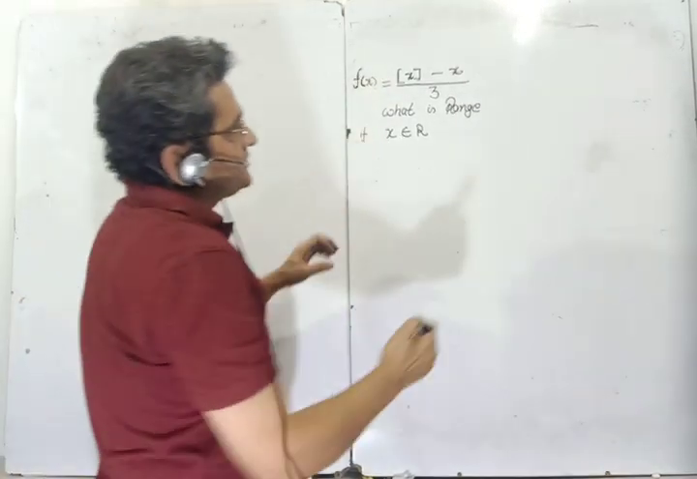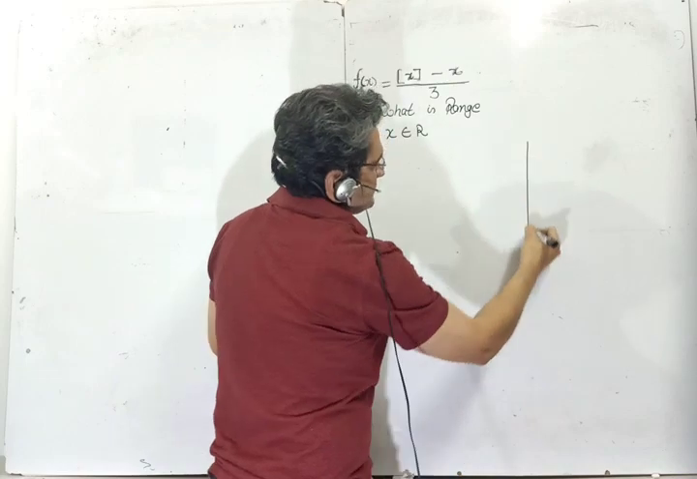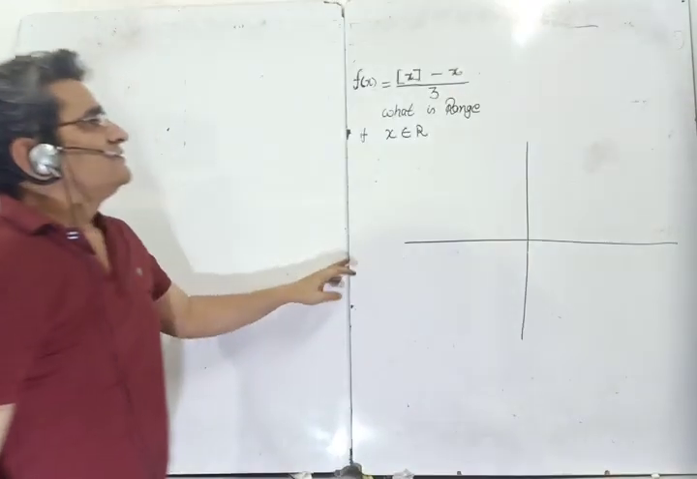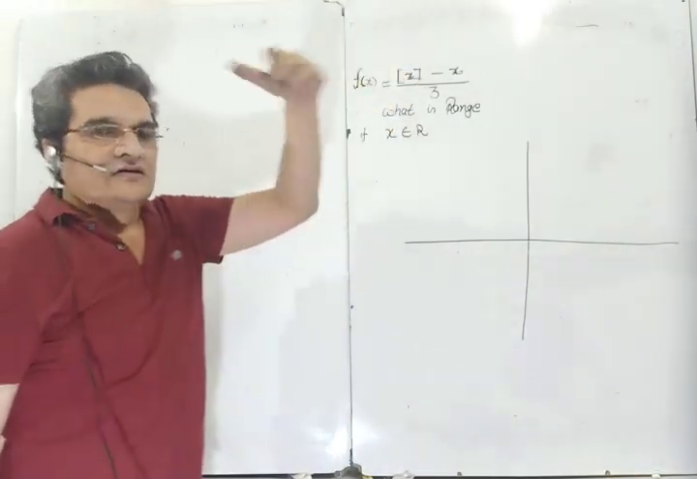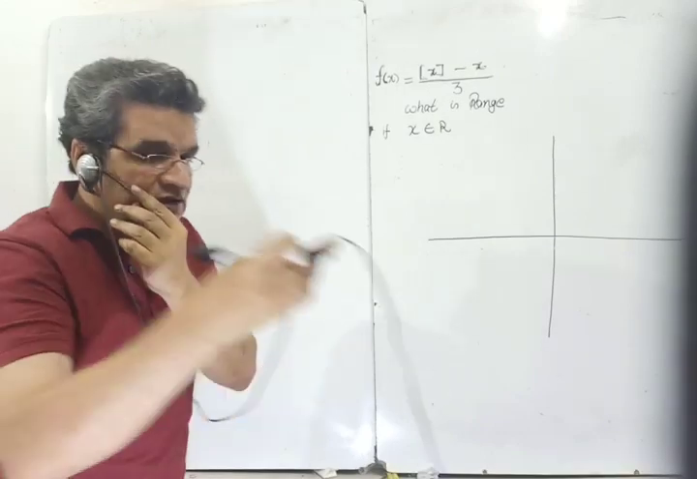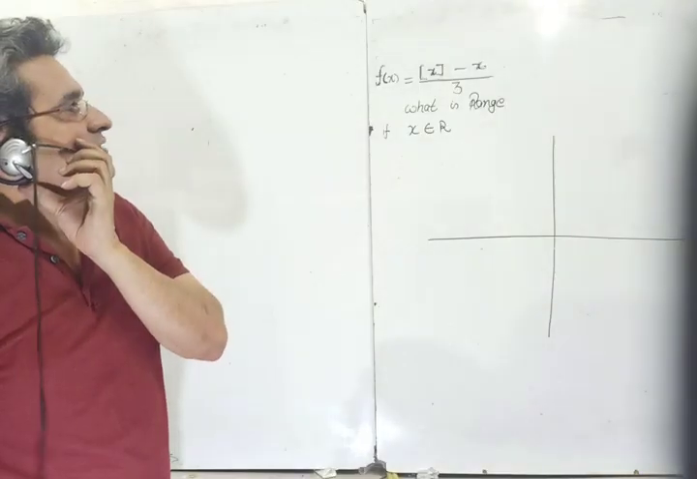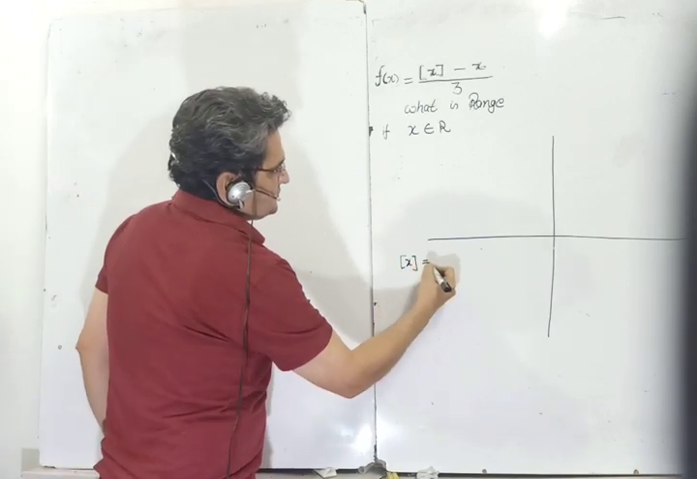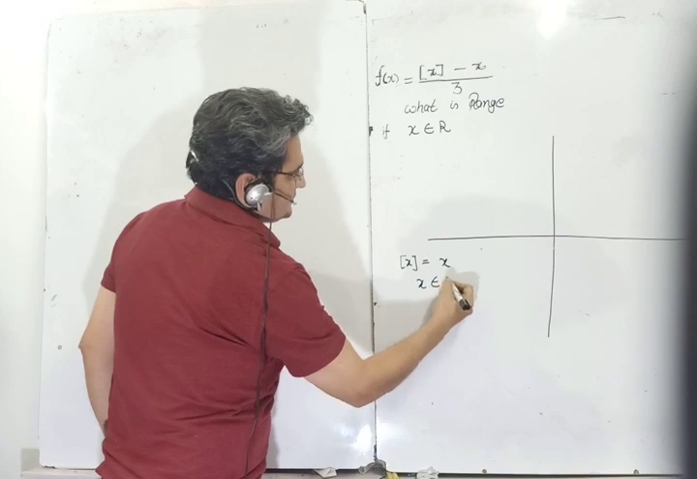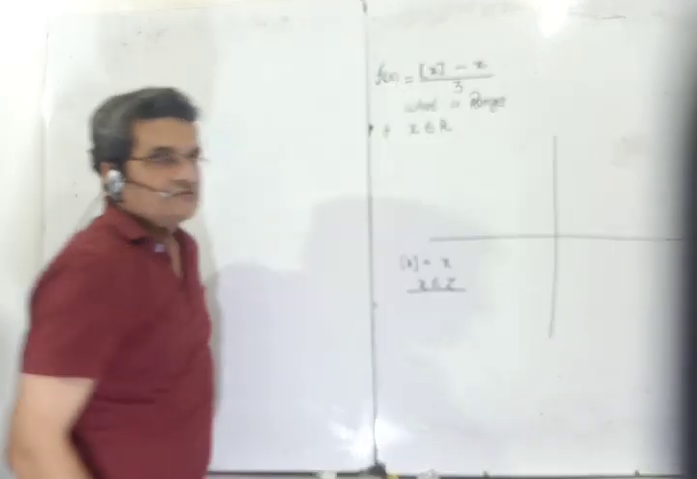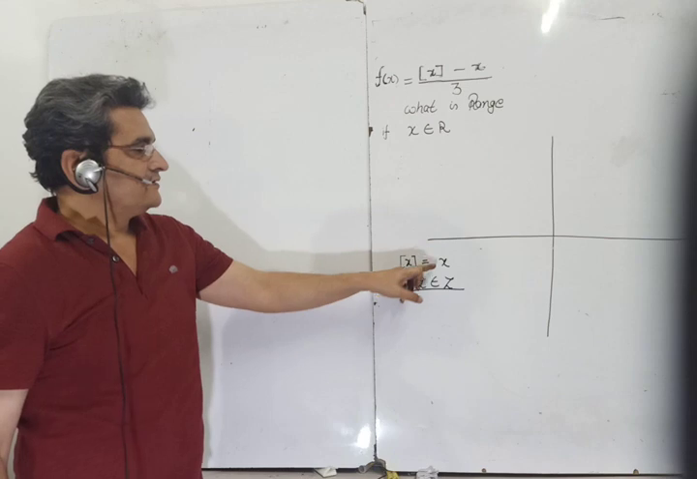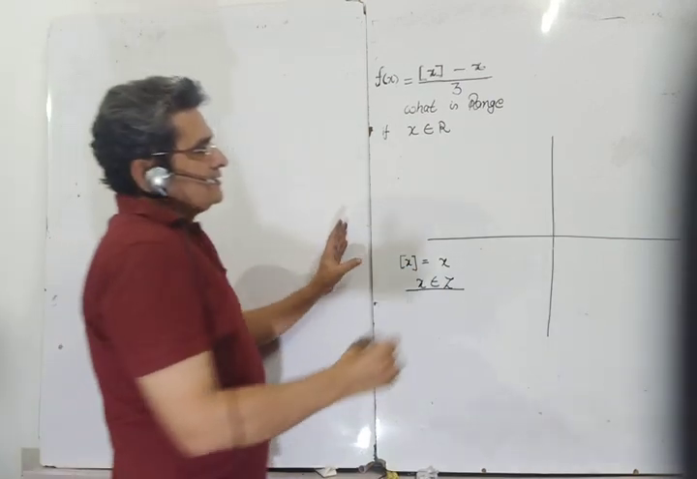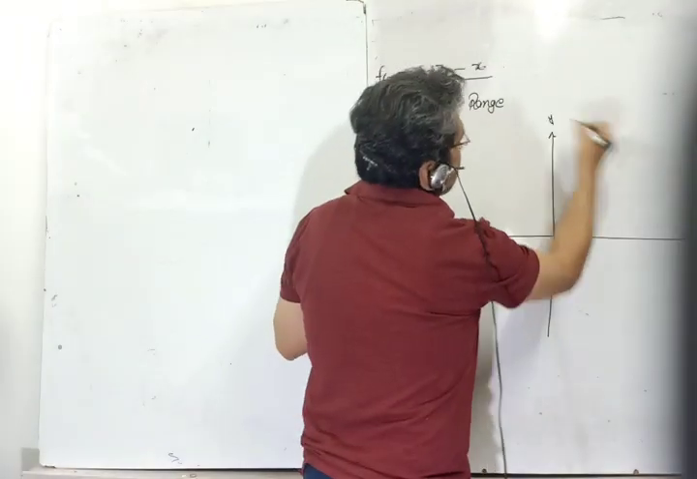Now the [x] graph. First of all, we should recollect what [x] is: the greatest integer not exceeding x, or the greatest integer less than or equal to x. So whenever x is an integer, [x] will be equal to x. One thing we should be very clear about: if x is an integer, [x] will be equal to x.